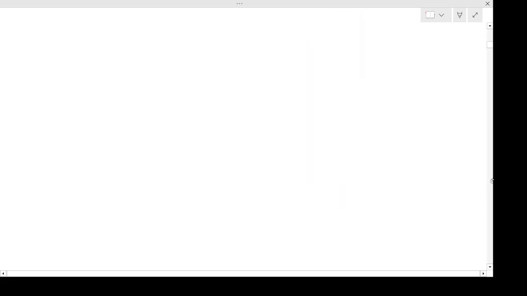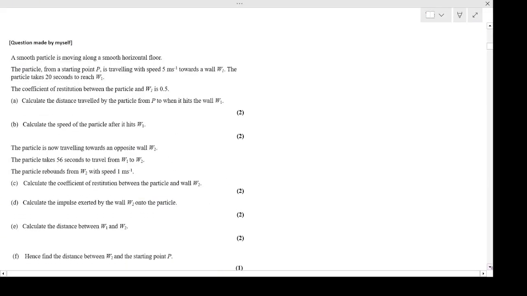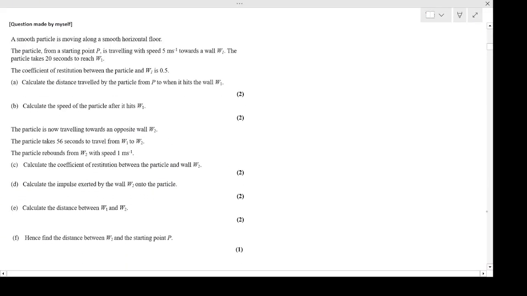Anyway, let's have a look at our first example. With this example, I've had to make it myself. I wanted to create a simple example just to go over everything step by step. I think it's quite a good example to illustrate the concepts here. Here we're told a smooth particle is moving along a smooth horizontal floor. The particle from a starting point P is travelling with speed 5 towards a wall W1. The particle takes 20 seconds to reach W1. The coefficient of restitution between the particle and the wall is 0.5.